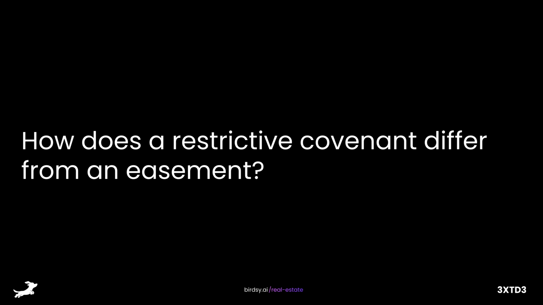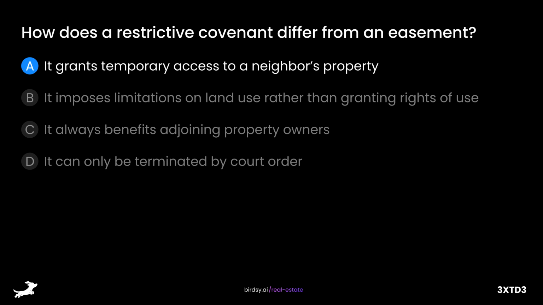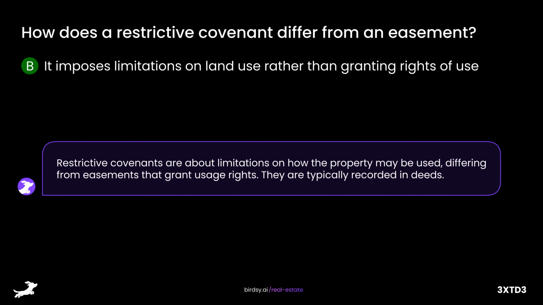How does a restrictive covenant differ from an easement? Is it A, it grants temporary access to a neighbor's property? B, it imposes limitations on land use rather than granting rights of use? C, it always benefits adjoining property owners? Or D, it can only be terminated by court order? The answer is B, it imposes limitations on land use rather than granting rights of use. Restrictive covenants are about limitations on how the property may be used, differing from easements that grant usage rights. They are typically recorded in deeds.